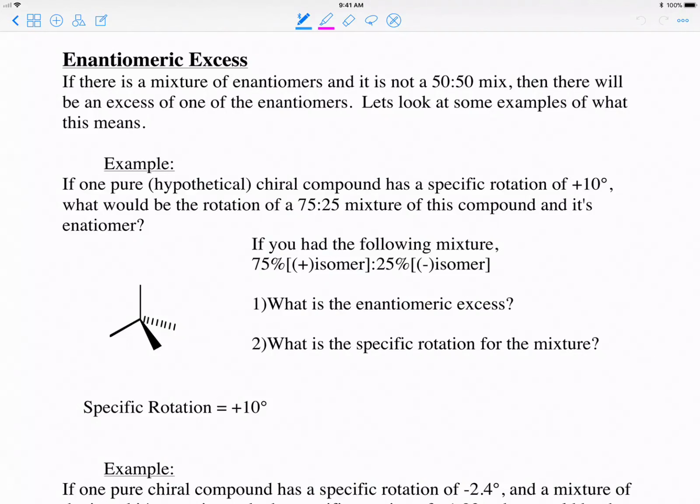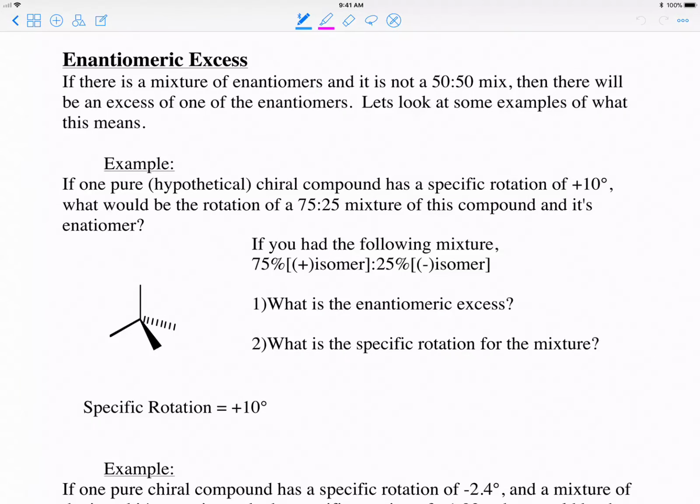Now, there are two problems on this page, so I'm going to break this up into a part 1 and a part 2. If you have a 50-50 mix of two different enantiomers, we said that they would cancel each other out and they wouldn't rotate light. But what happens if you don't have a 50-50 mix?